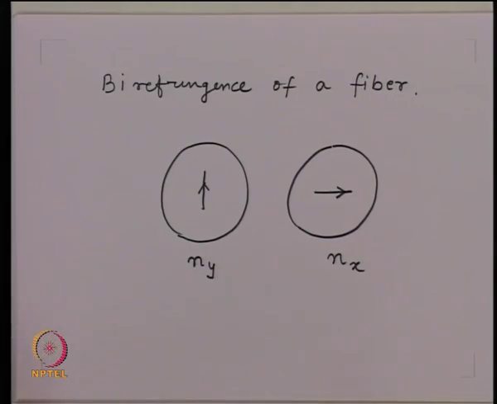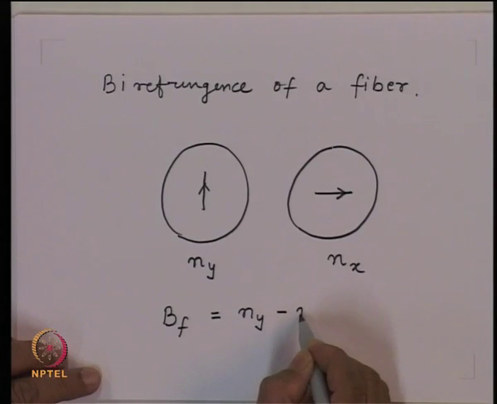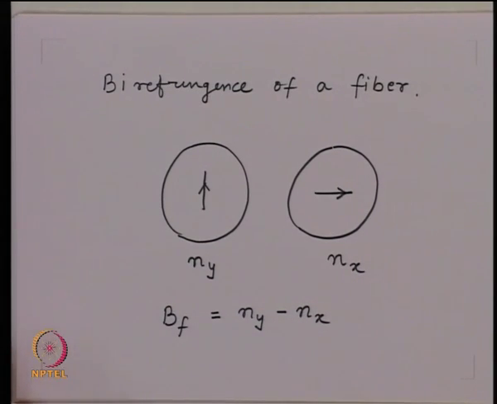So, due to a small ellipticity in the core of the optical fiber, the modal index seen by horizontal and vertical polarizations are not the same. The difference in these two refractive indices is what is called the birefringence of the optical fiber. So, we define this quantity, birefringence, that is equal to Ny minus Nx. Now, what does the birefringence do?